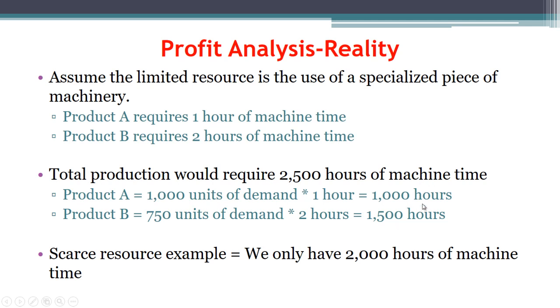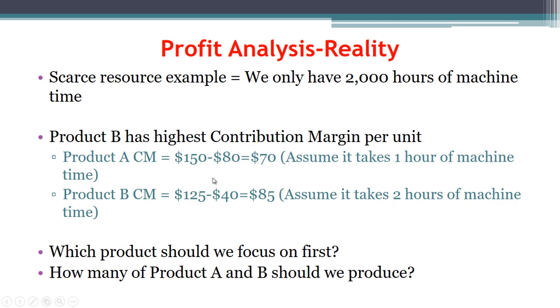But as you'll see in many cases with this textbook example, we only have 2,000 hours of machine time. So we cannot hit full demand for each product. So the question is, which one do we sell? Which one do we focus on first?